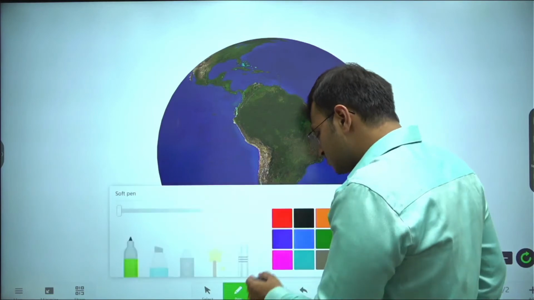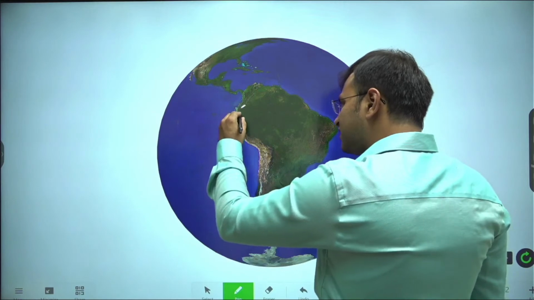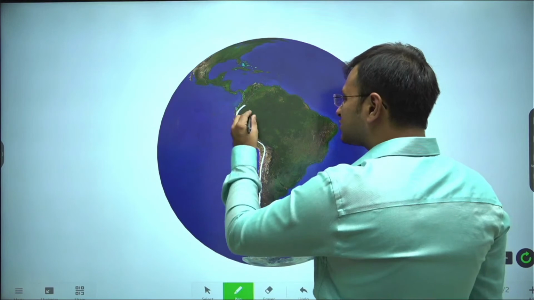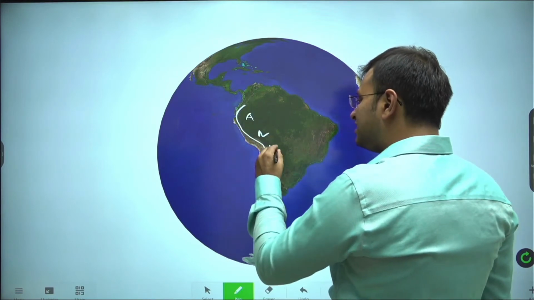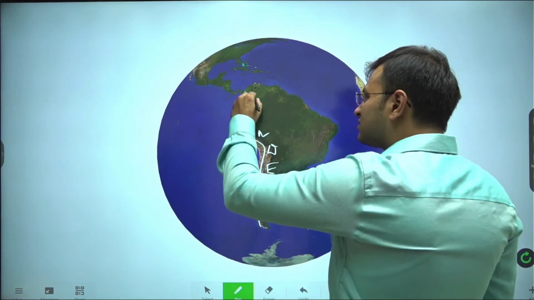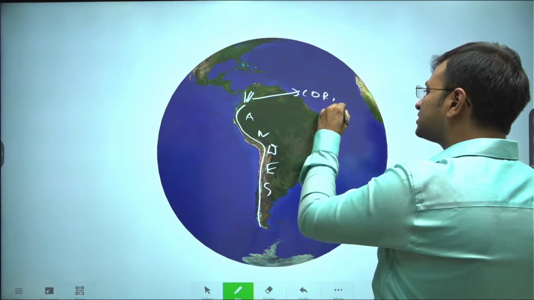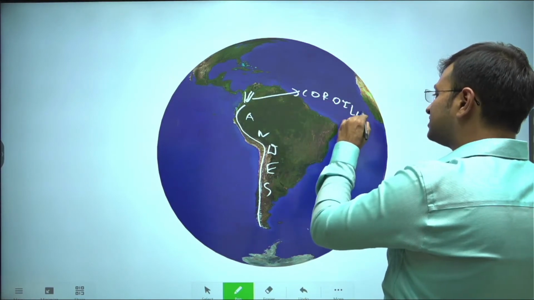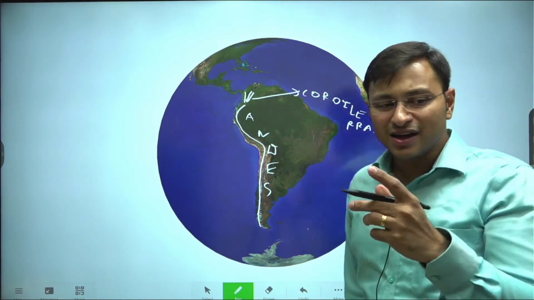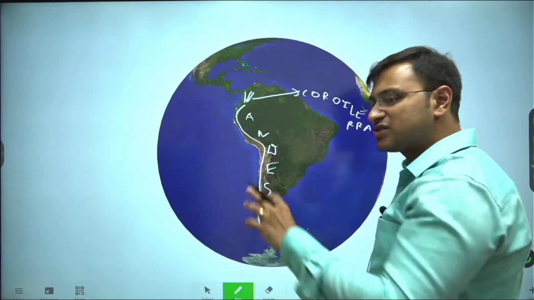So now let us move our discussion to the southern hemisphere. If you see the southern hemisphere, here you have one complete mountain range, this complete white belt. This is called the Andes. You do have a certain mountain range over here. These are called cordilleras. You have the western cordillera, the central cordillera, and the eastern cordillera. But right now just focus on the Andes.